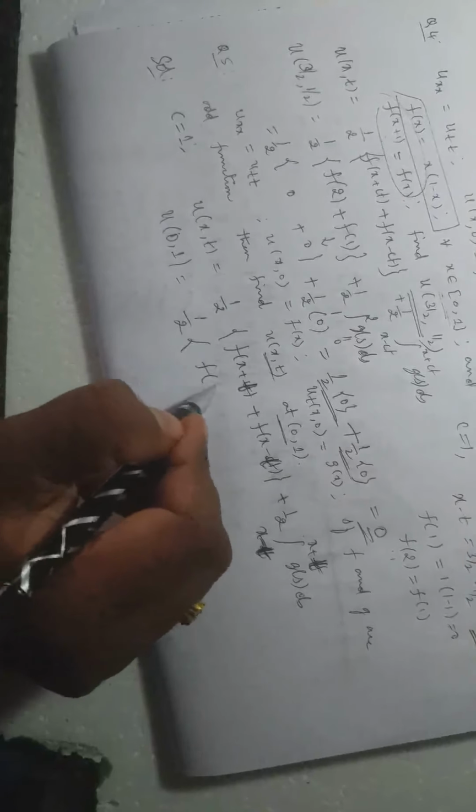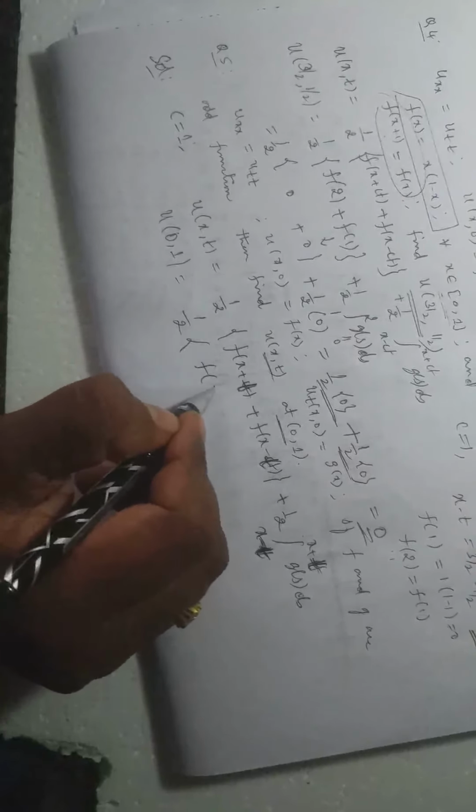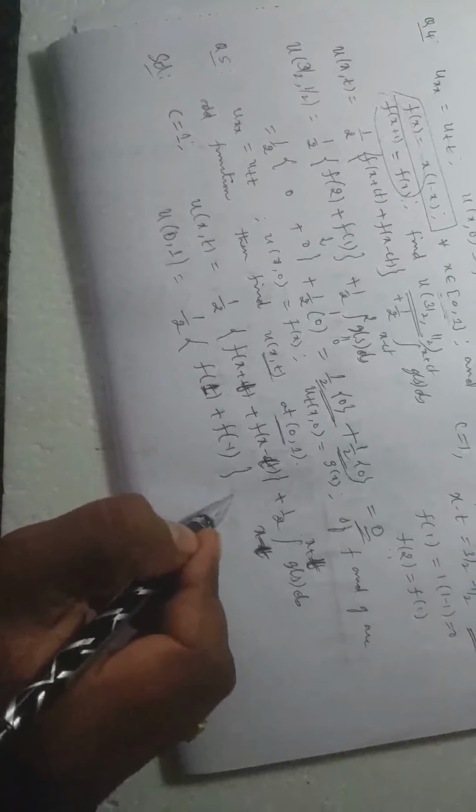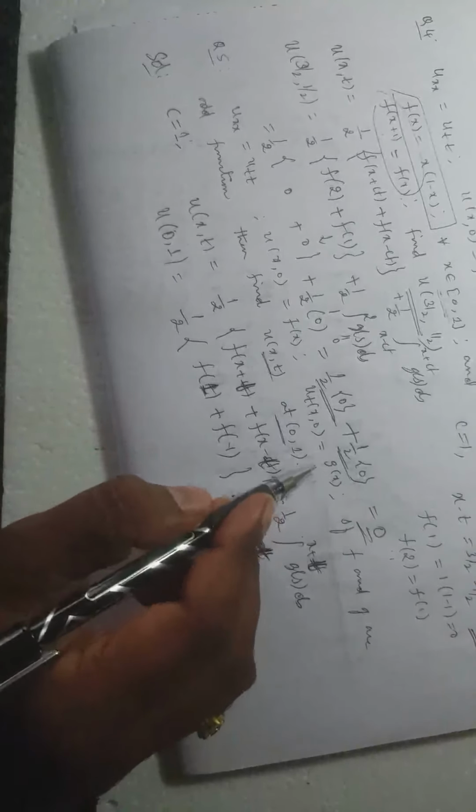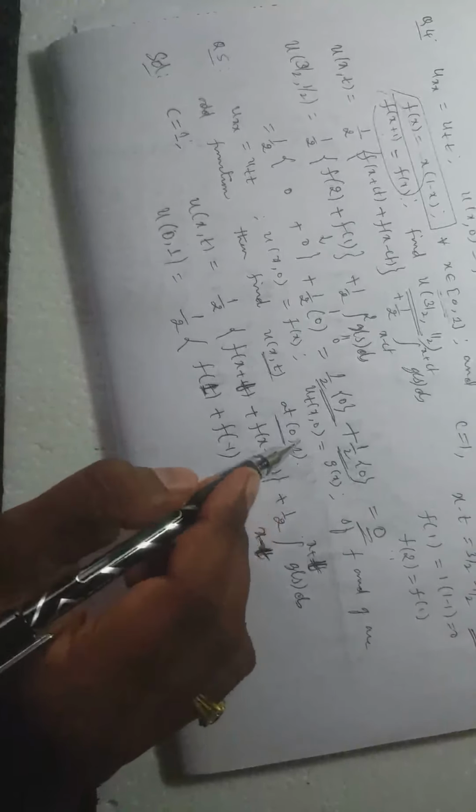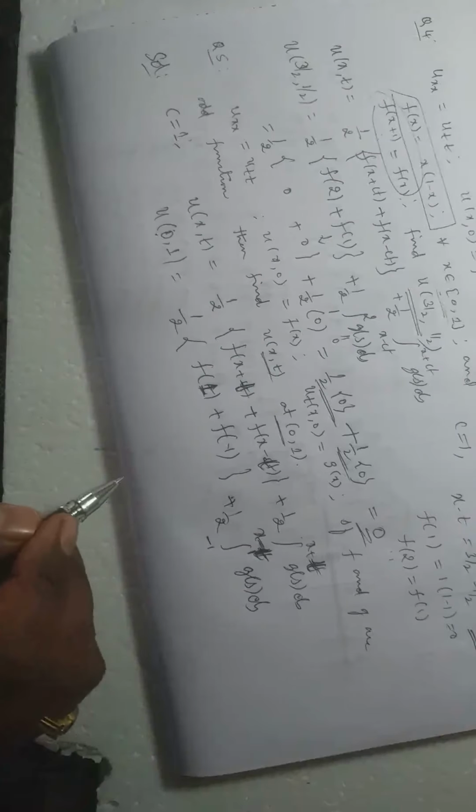So what is 0 comma 1? That is, put x equals 0 and t equals 1. So it is half of f of 1, f of minus 1, plus half of the integral of g of s ds from x minus t to x plus t, that is, minus 1 to 1 of g of s ds.